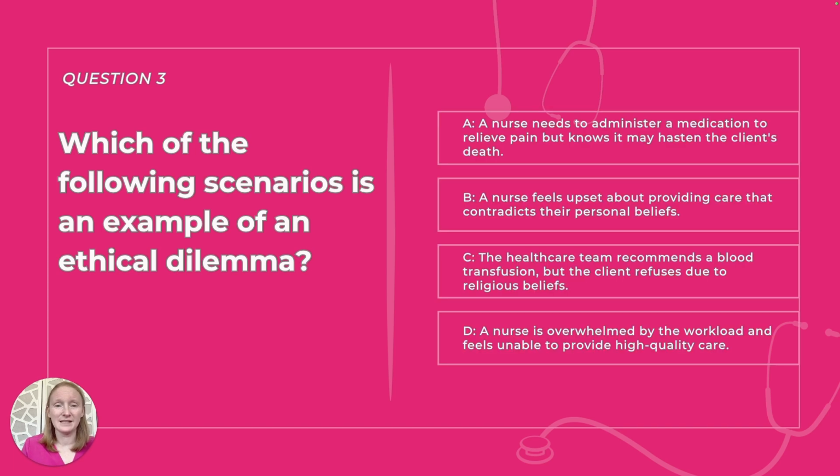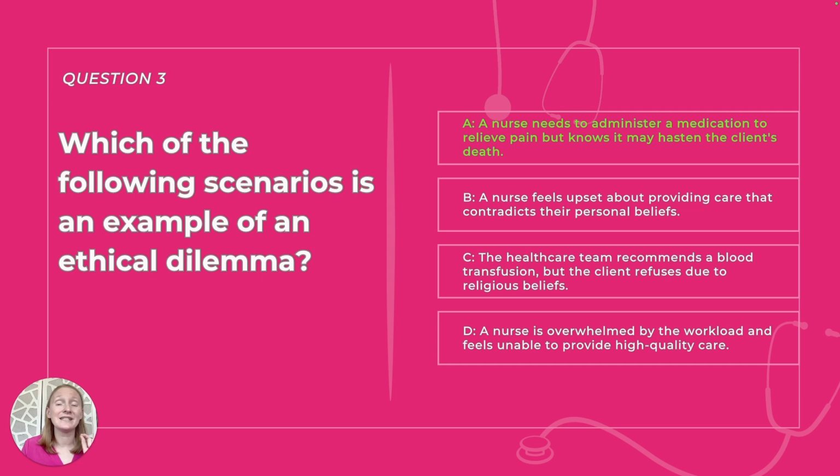Here's the answer choices. A, a nurse needs to administer a medication to relieve pain, but knows it may hasten the client's death. B, a nurse feels upset about providing care that contradicts their personal beliefs. C, the healthcare team recommends a blood transfusion, but the client refuses due to religious beliefs. D, a nurse is overwhelmed by the workload and feels unable to provide high-quality care. Pause if you would like to think about this before I give you the answer, because the answer is A, a nurse needs to administer a medication to relieve pain, but knows it may hasten the client's death.